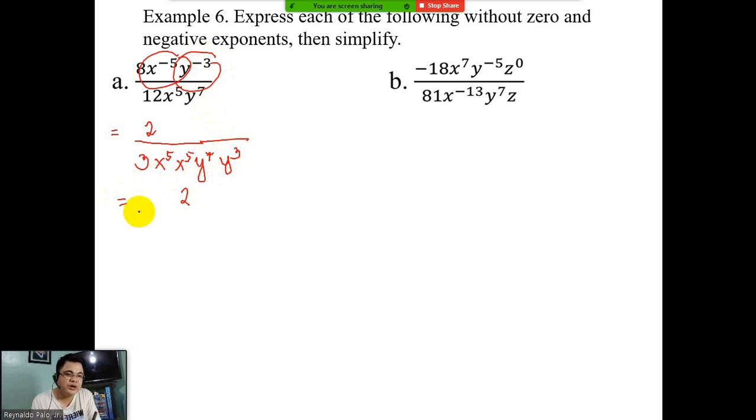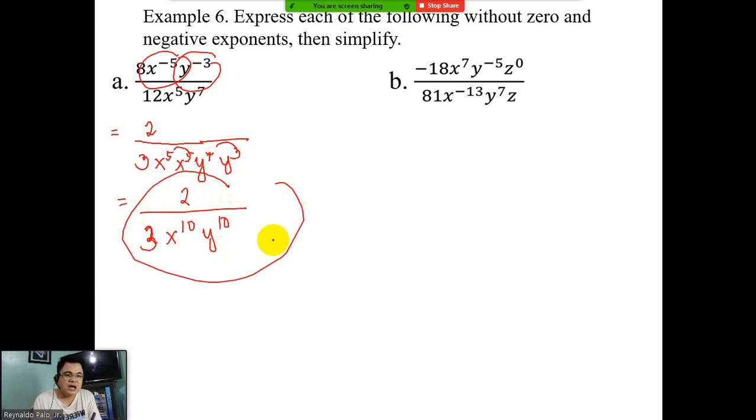Then, we are going to apply now the multiplication law of exponents. So, keep the base and then add the exponents. So, x, 5 plus 5 raised to the power of 10. And then, y, 7 plus 3 raised to the power of 10. And by the way, this is 3. So, this will be now your final answer.